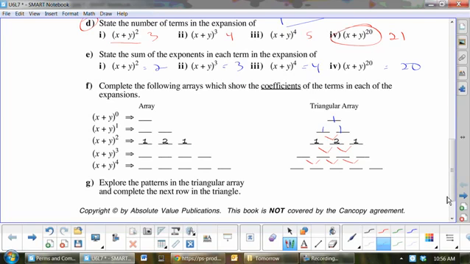Now, what always goes down the sides? 1s, okay? And then you get your other numbers by, you got 3, 3, 1, okay? And then 4, 6, 4, okay? So let's just do the next line just to make sure we're getting it.